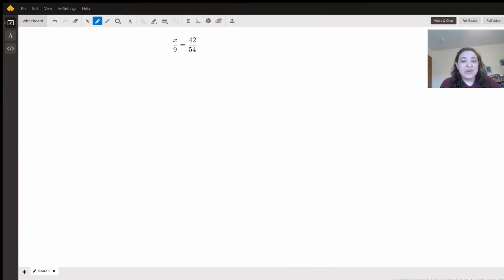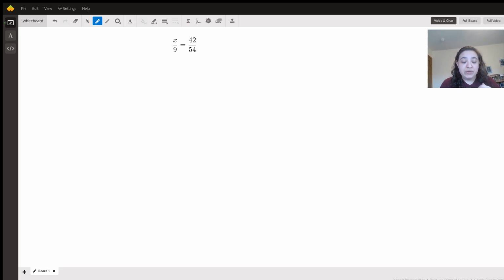I'm Sam, and today we're going to be finding x in the equation on the top of our page. X over 9 is equal to 42 over 54. So the first thing that I'm going to do is simplify that fraction, 42 over 54. I prefer for our numbers to be as small as possible to make solving as easy as possible.